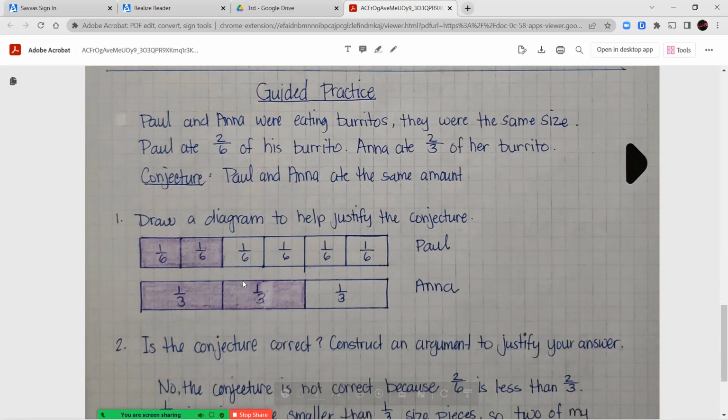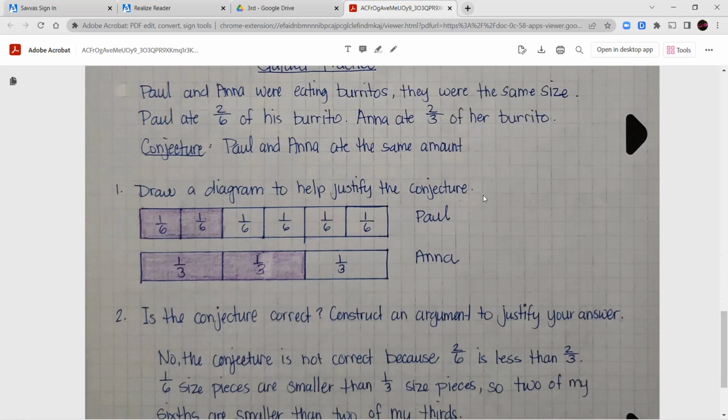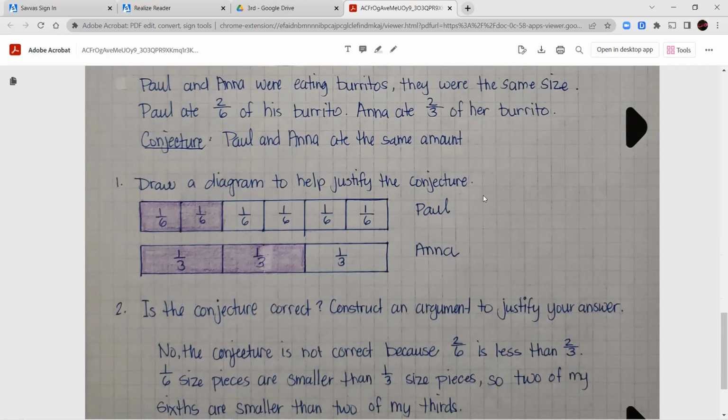Let's jump into our guided practice. Paul and Anna were eating burritos and they were the same size. So their burritos were both the same size. Paul ate 2/6 of his burrito and Anna ate 2/3 of her burrito. Now the conjecture here is that Paul and Anna ate the same amount. So we have to figure out what's going on. How can we prove it or disprove it?